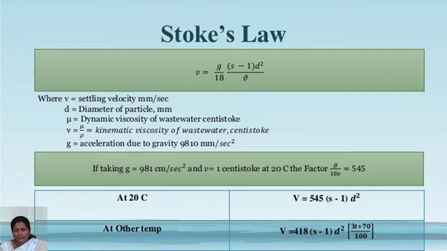For this design purpose, we find out the velocity by some formulas. Number one, a very important formula, is the Stokes formula. Already in water supply engineering, you can study the 4 types of settling. From the 4 types of settling, we can arrive at Stokes law. That Stokes law will be applicable here also.